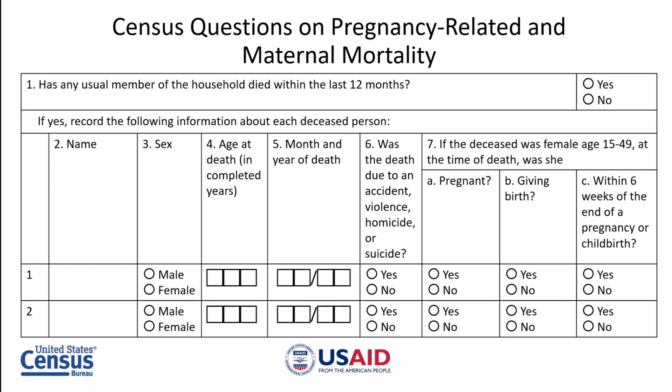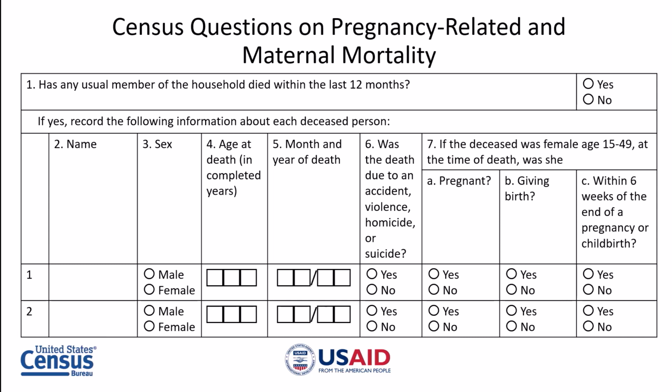If the respondent answers yes to this question, then you would proceed to ask about each deceased person. The first question when asking about the deceased person is asking the name of the person. Asking names of the deceased generally improves recall. Then ask the sex of the deceased person, then the age at death. Be sure to record the completed years of age. If the respondent says the deceased was almost 15, record 14.